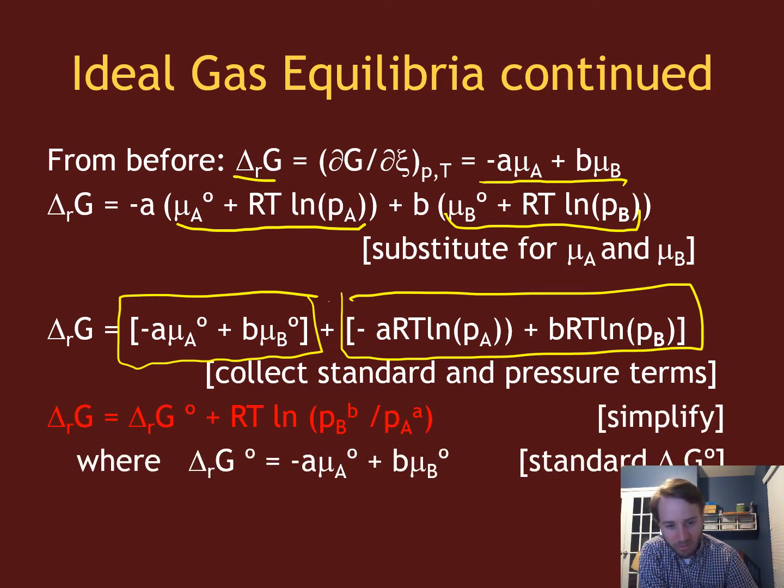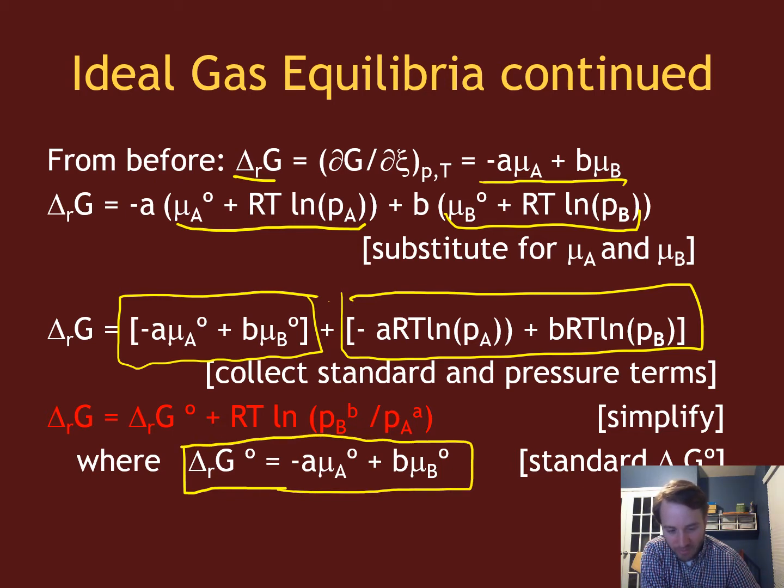Note that the standard free energy change is related to the differences in these standard chemical potentials. This is the free energy that we typically talk about, the free energy change under standard conditions, 1 bar, 1 molar concentration, things like that. So that is our delta G naught.